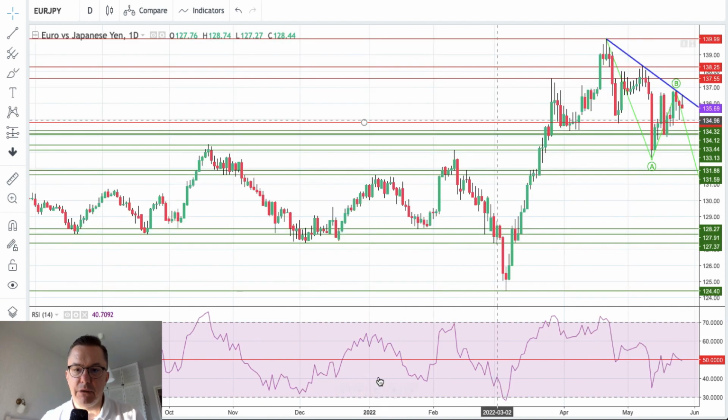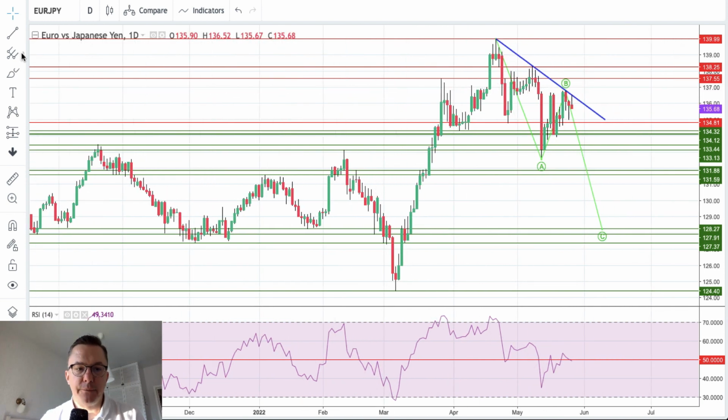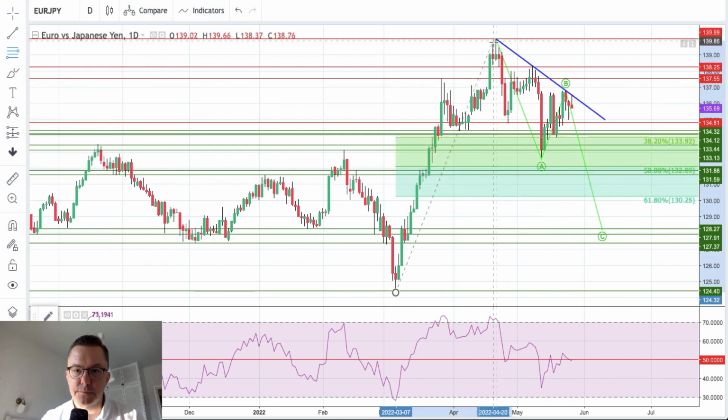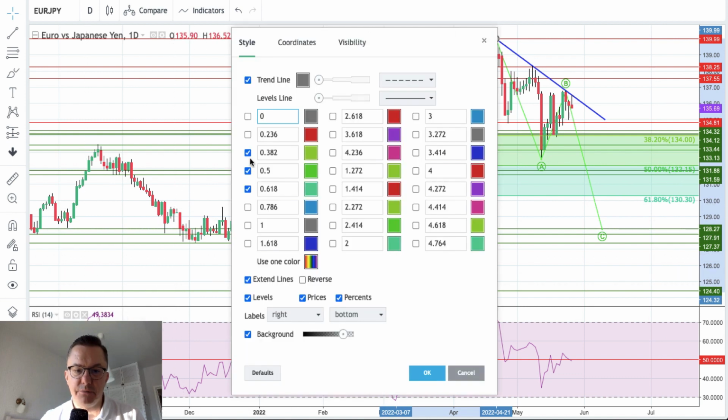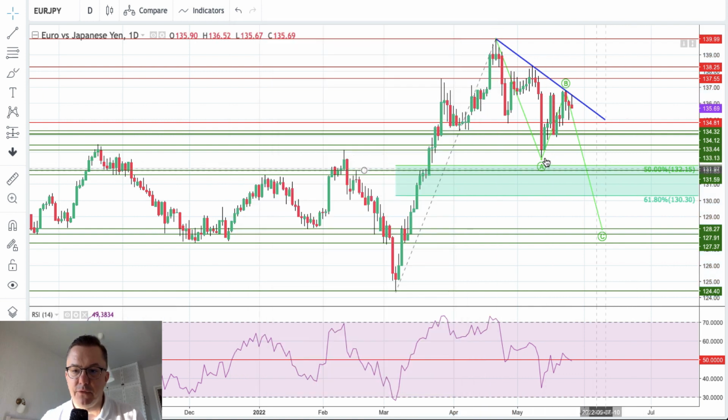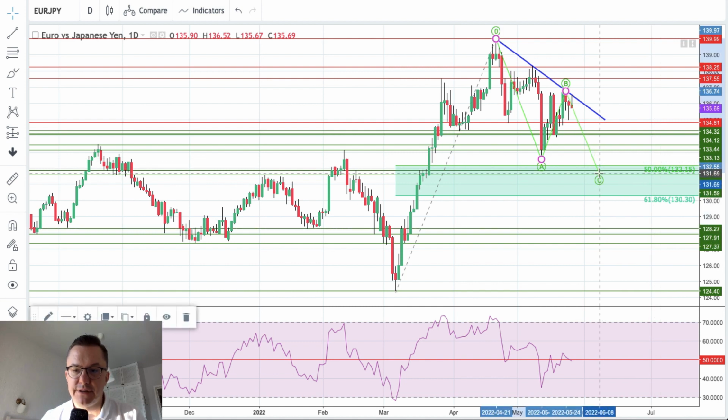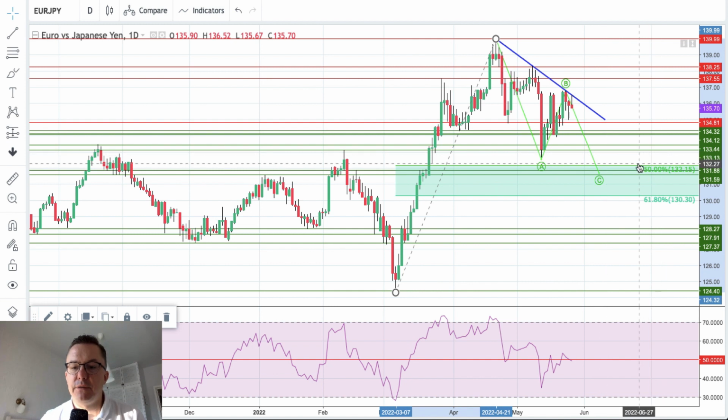Let me just find out how much the market retraced from the bottom to the top. We retraced already around 38%. Well, to be honest, it's neither 38% nor 50%. Okay, so we didn't hit any of the important levels yet. This is way above 50%. So maybe this would be a good target for the wave C. 50% technical support, very nice.